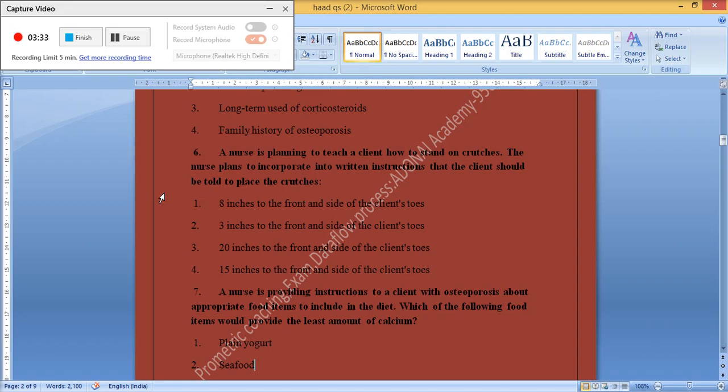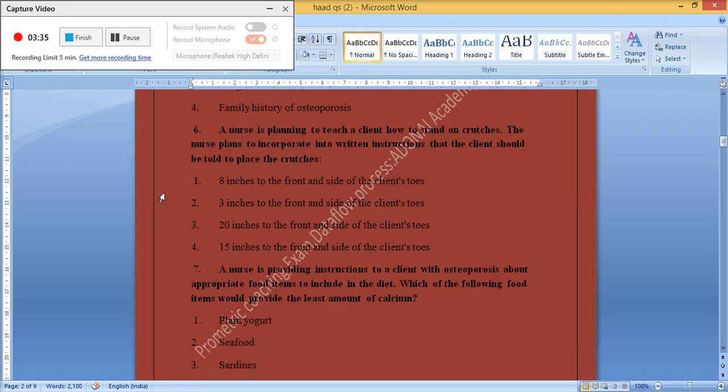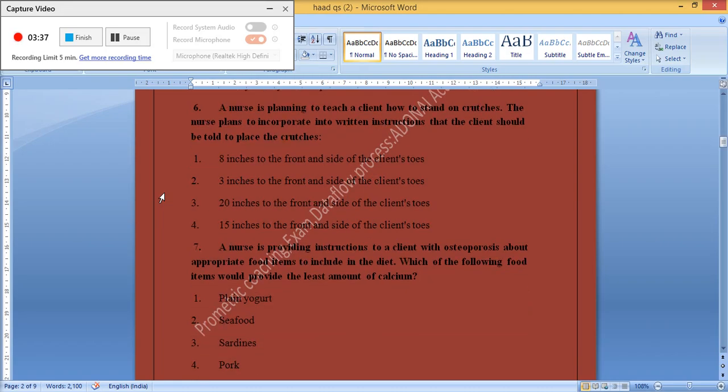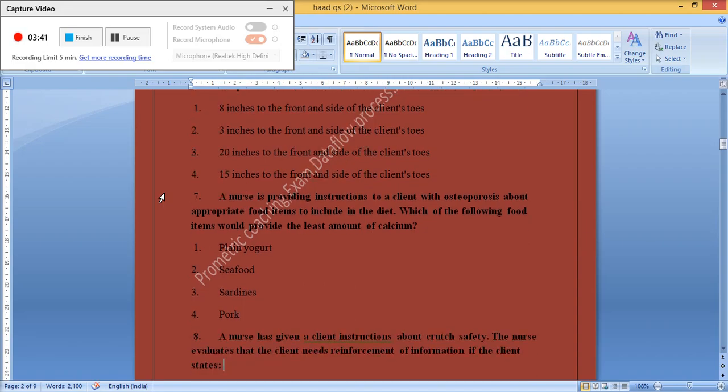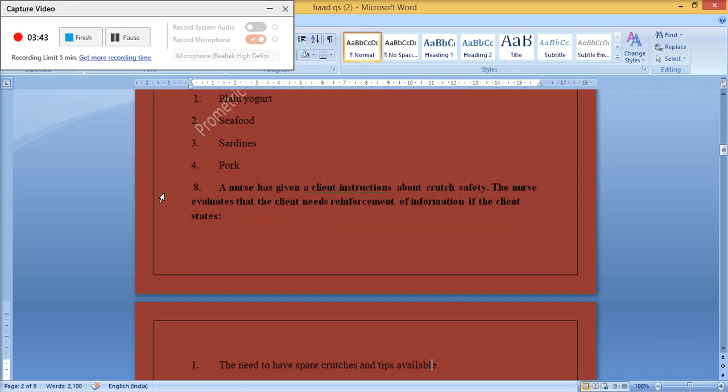7. A nurse is providing instruction to a client with osteoporosis about appropriate food items to include in the diet. Which of the following food items would provide the least amount of calcium? 1. Plain yogurt. 2. Seafood. 3. Sardines. 4. Pork. The correct answer is 4. Pork.